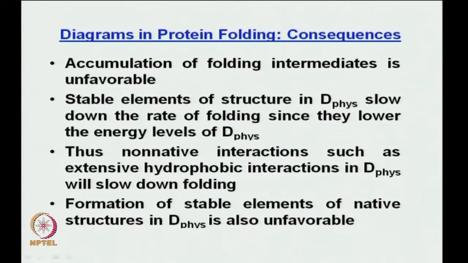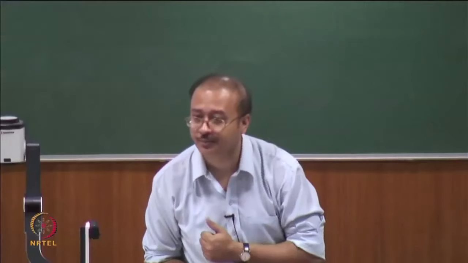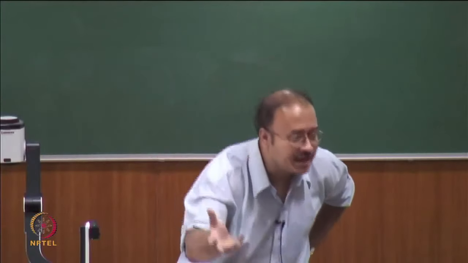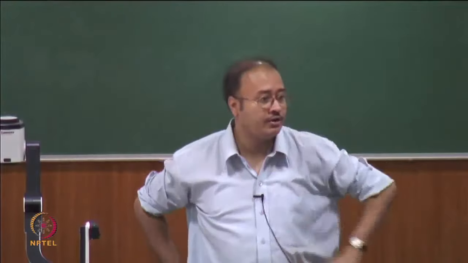But the problem is, when you stabilize the unfolded state, you are not doing anything. Because you just saw, if the mutant is not affecting the unfolded state, no problem. But if your mutant is stabilizing the unfolded state, there is no change in the free energy barrier. If there is no change in the free energy barrier, the protein does not change anything. It is taking the same time to go over the barrier.